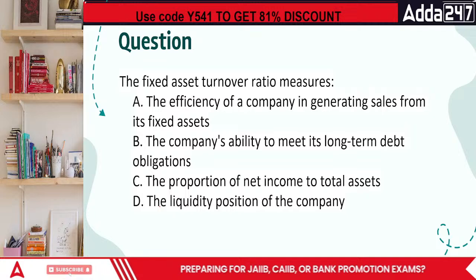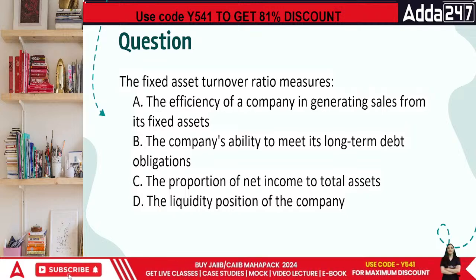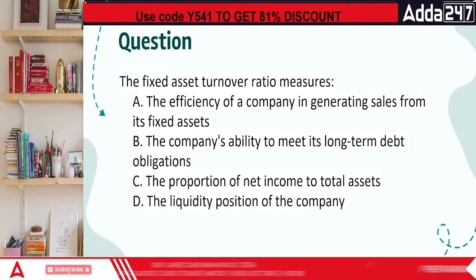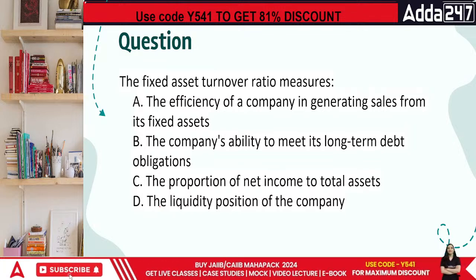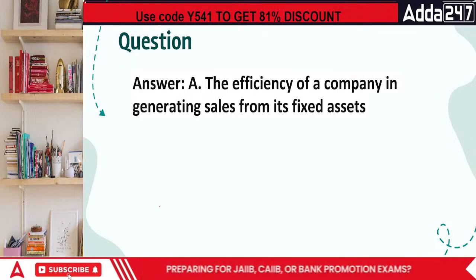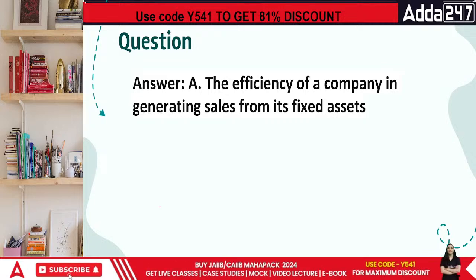So fixed asset turnover ratio talks about the efficiency of a company in generating sales, a company to meet the long-term obligations. Nahi. The proportion of net income to total assets. Total assets includes current and non-current both. Huh? The equity position. So in this case, the correct answer is actually A. The efficiency of a company in generating sales from its fixed assets.